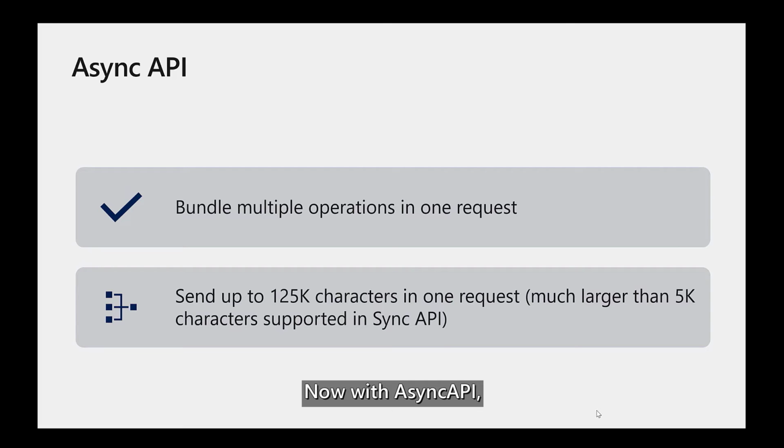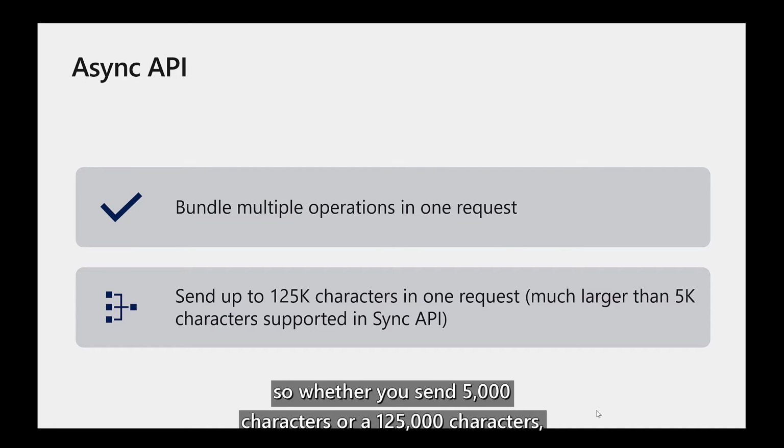So now with async API, you can combine multiple operations in a single request and then get a response back. Now, the thing to note is this doesn't change billing. The pricing part stays the same. So whether you send 5,000 characters or 125,000 characters, you will still be billed based on your pricing plan.